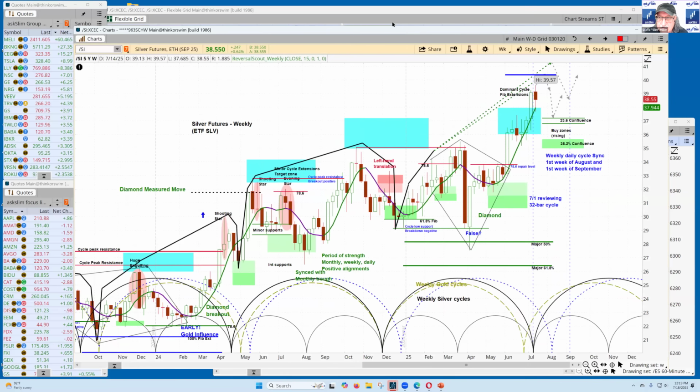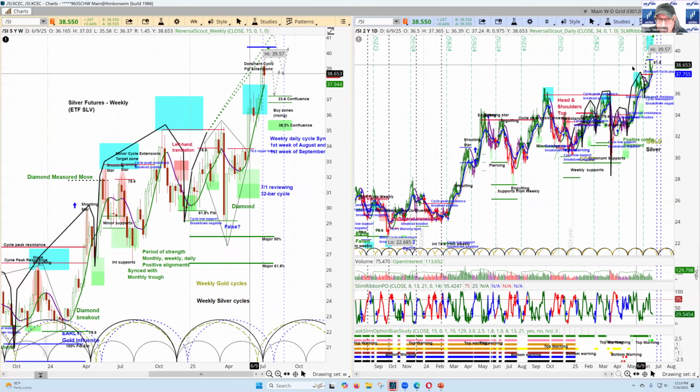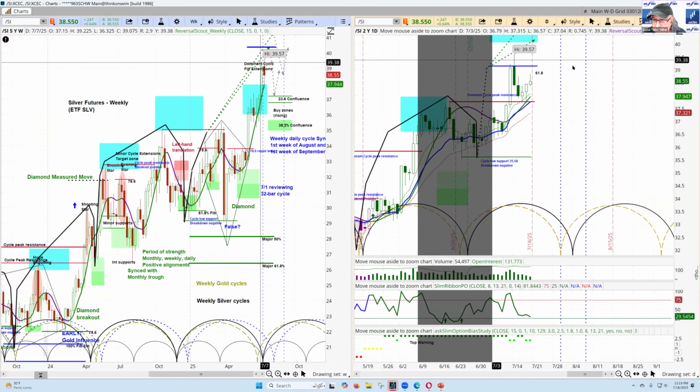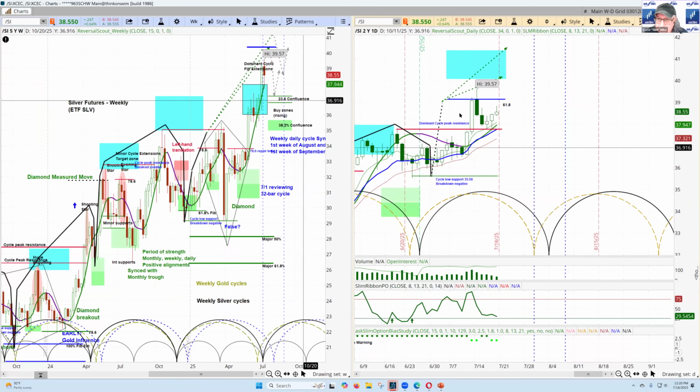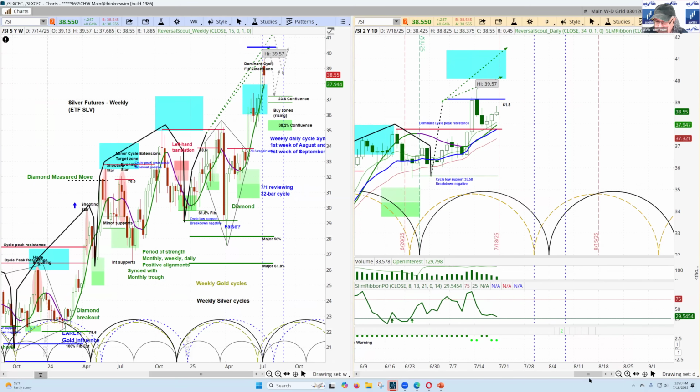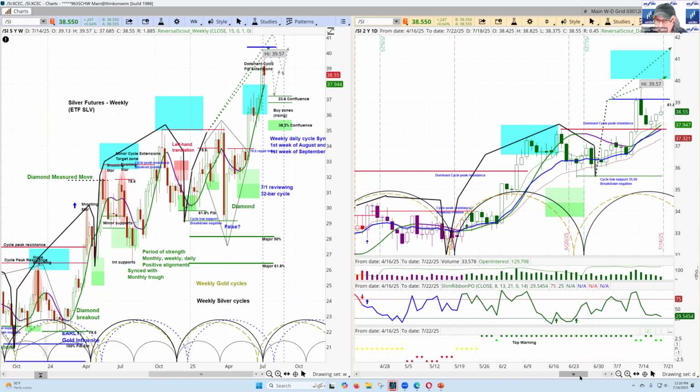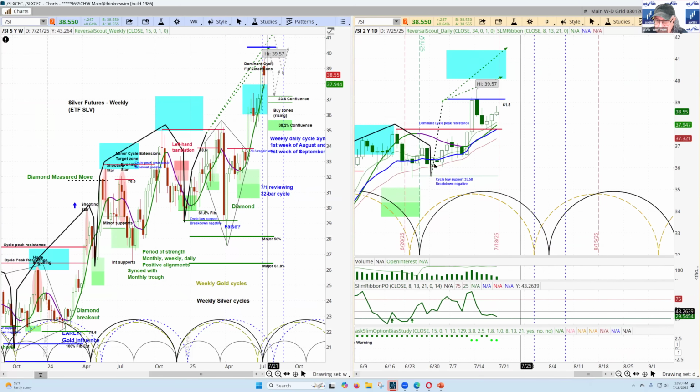Whoops, didn't want to do that. Let's go over to the daily in here. We're going to look at the side by side so you can see. Our analysis, simply, when you look at this, is that it's positive. You can see these cycle patterns, 1, 2, 3, pointing to the upside.